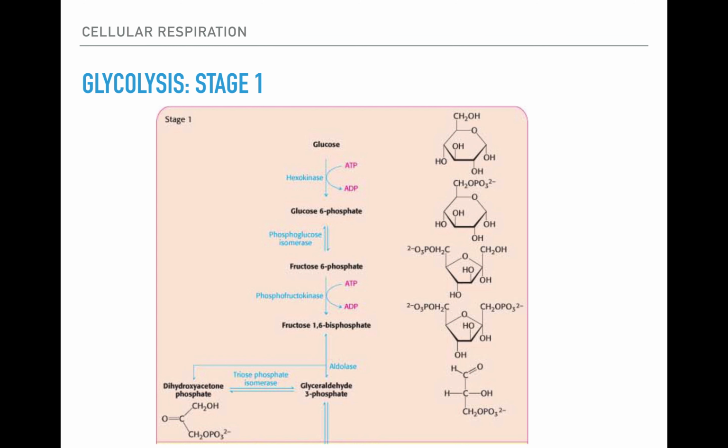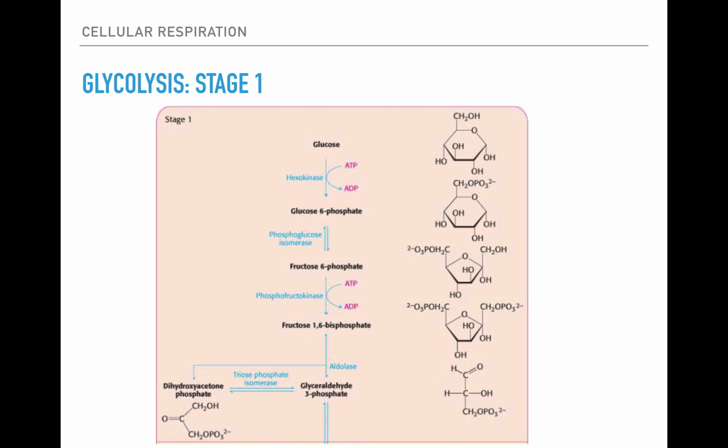The first part of cellular respiration is glycolysis. The overall mechanism takes one molecule of glucose to create two molecules of pyruvate while also generating two ATP. Glycolysis occurs in two stages.